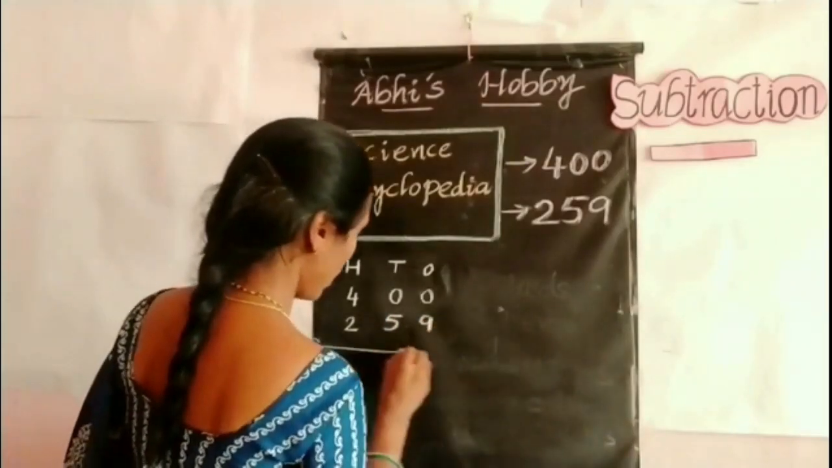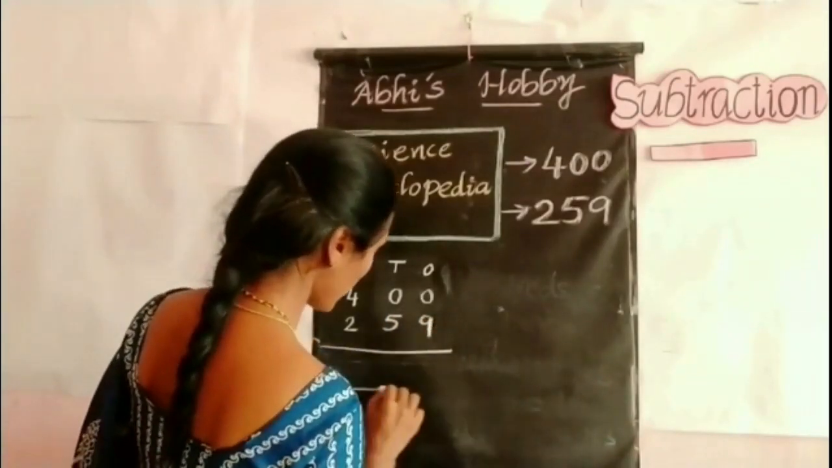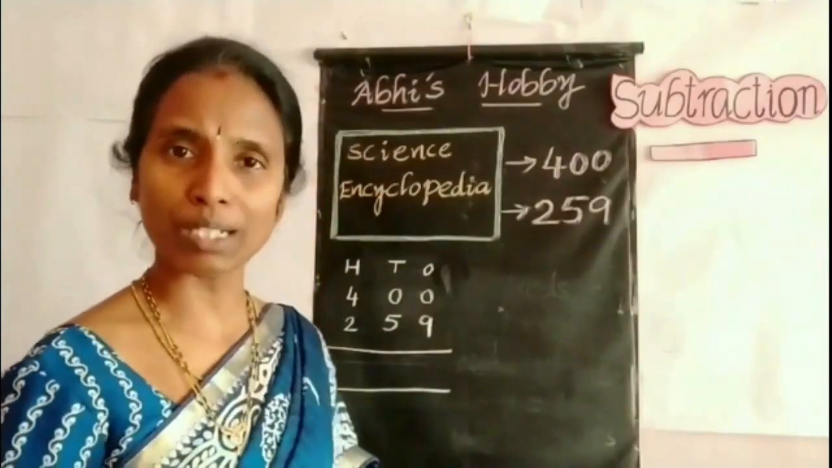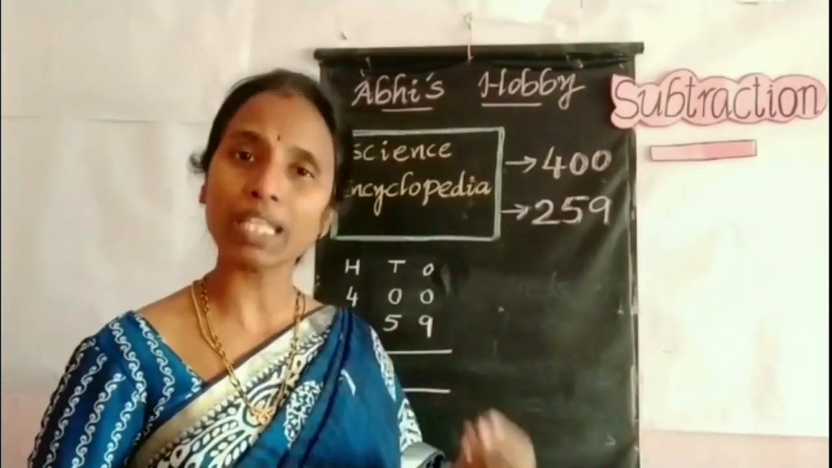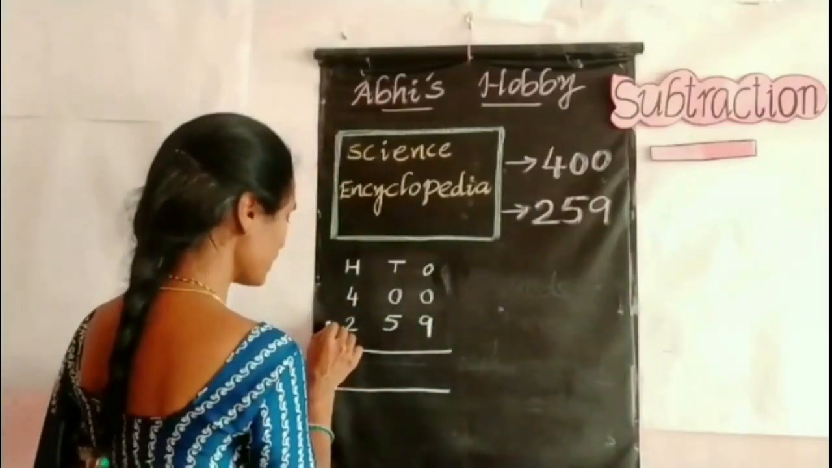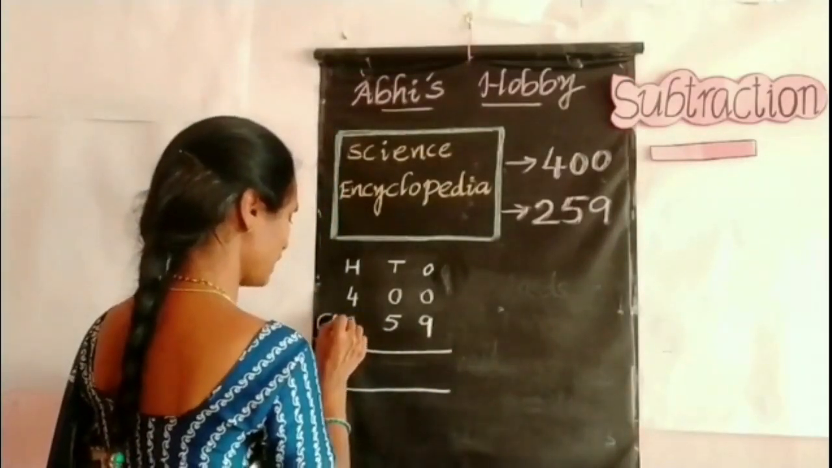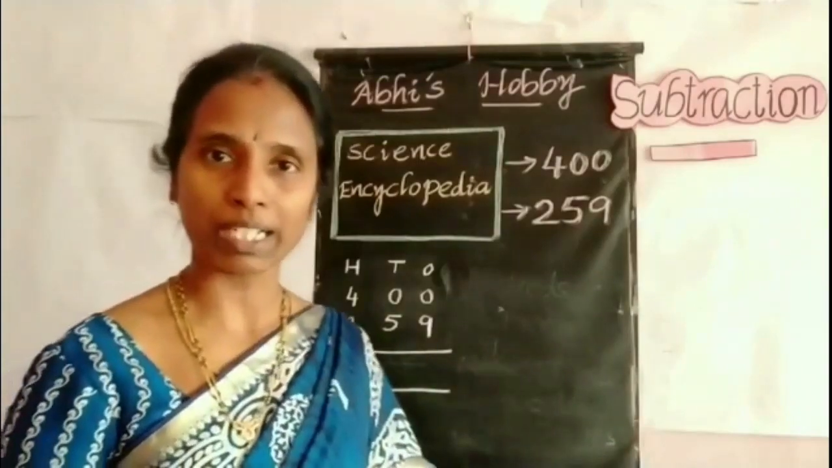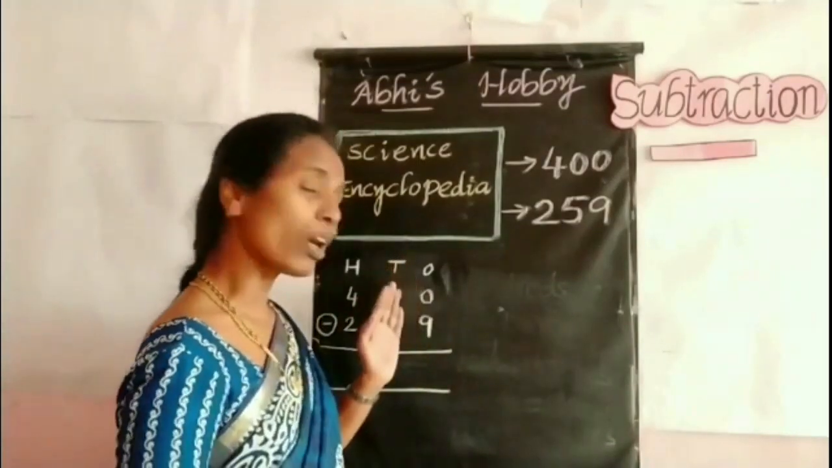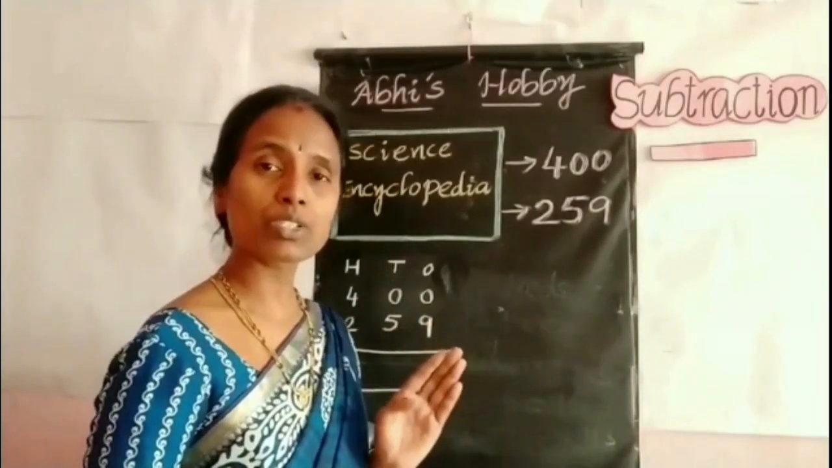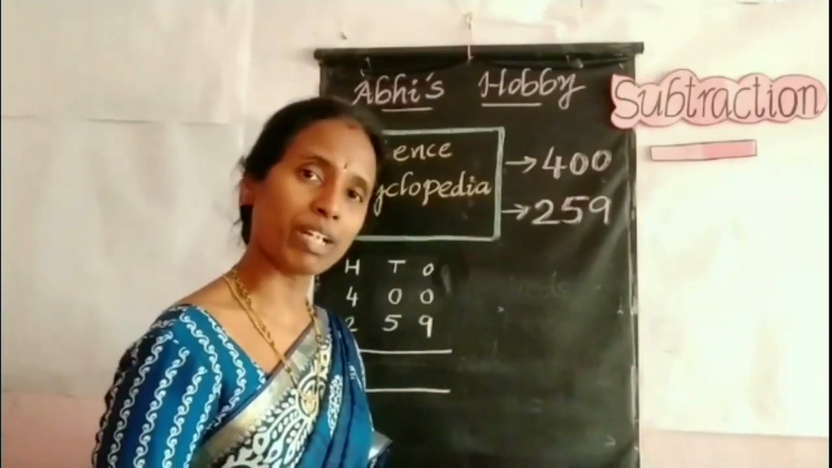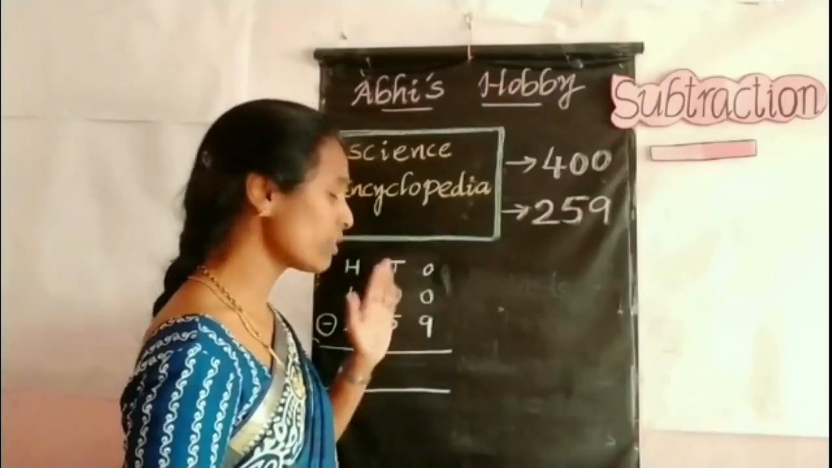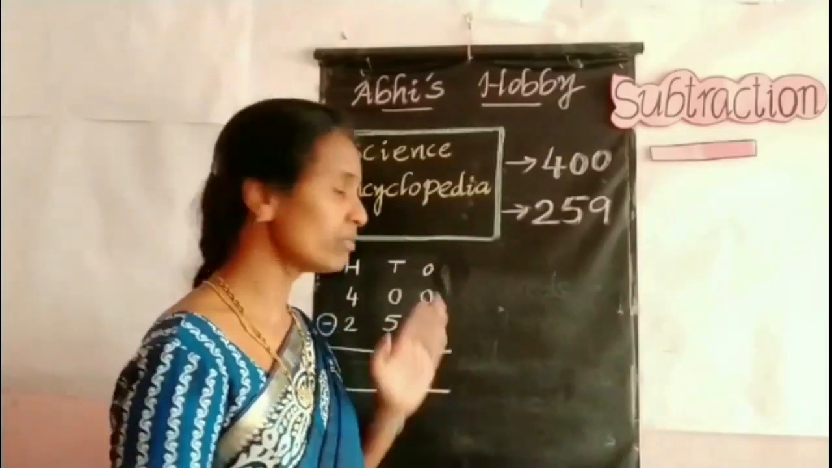So, always remember one thing, children. Subtraction should be done between two numbers, and a small number should always be subtracted from a big number. After that, place the subtraction symbol minus. Now, let us start subtraction. As you already learned in addition, addition should be started from the ones place. In the same way, even subtraction we should start from the ones place.